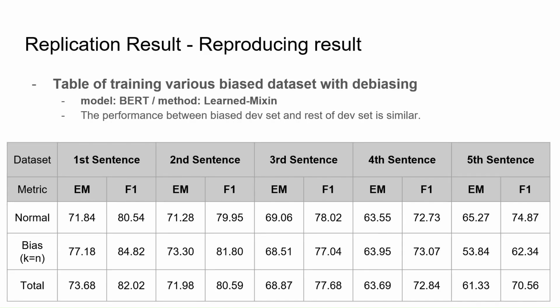To make it more general, we ran experiments on various training datasets that have different positions of the answer. We can notice that the performance gap between the bias test dataset and the rest of the dataset is not that large with the learned mixing method. Therefore, all of the experiments show that the method the paper proposed is good for reducing position bias.